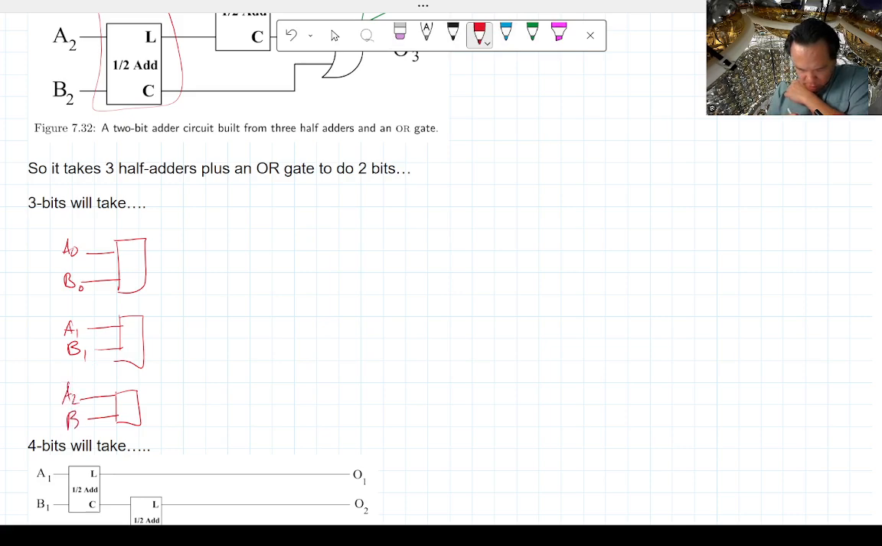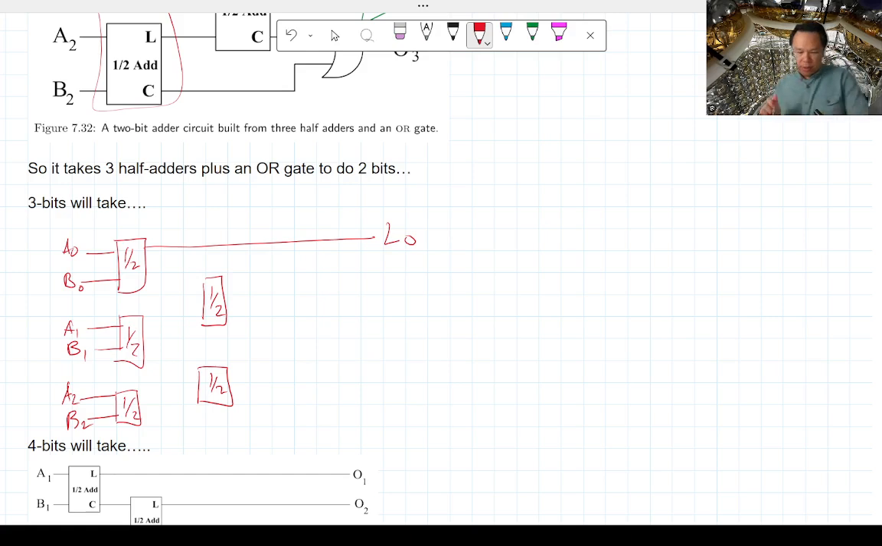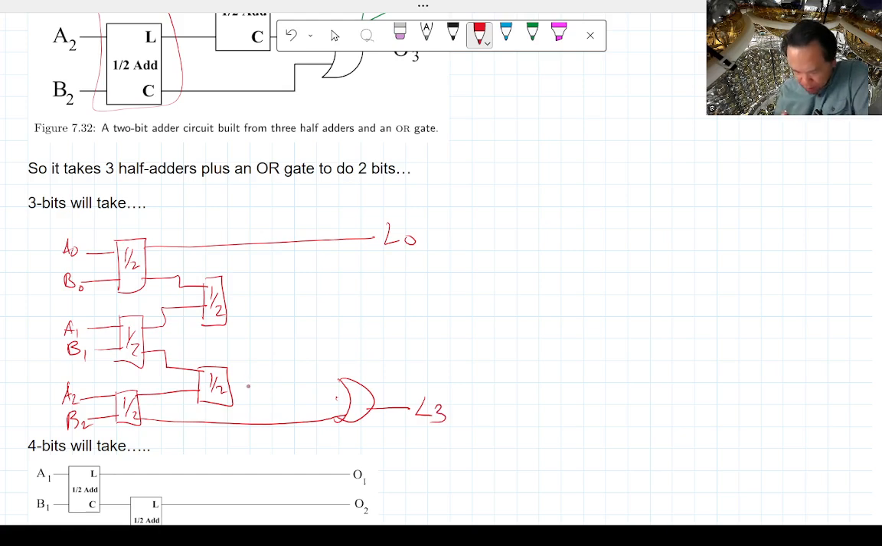A2, B2, okay? And the output of this goes straight to the least significant bit. But what we do is we put other half adders in between. You're kind of forming a little Pascal triangle here, okay? And the output of this goes here, the output of this one goes here, the output of this one goes here, output of this one goes here, and this goes almost all the way at the end. It's going to go to an OR gate here, okay? And that's going to give us L3 actually, okay?